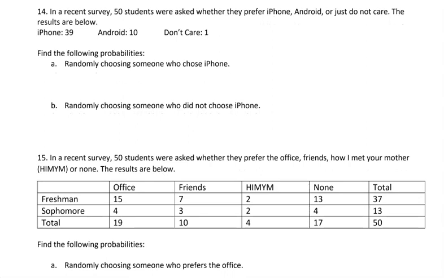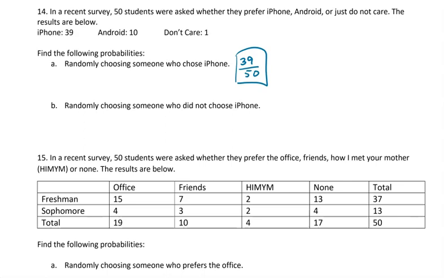All right, in another survey, they were asked whether they prefer iPhone, Android, or don't care. The results were 39 were for iPhone, 10 were for Android, and 1 didn't care. So, find the following probabilities. Randomly choosing someone who chose iPhone. Well, if there was 39 people who said iPhone out of the 50, then that's our answer. That one doesn't reduce, we get to leave it like that.